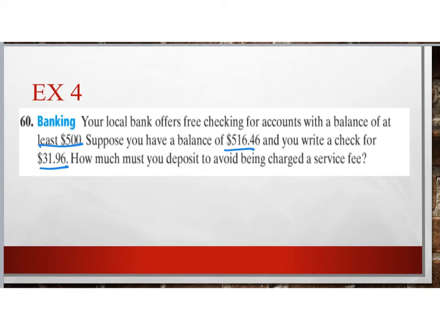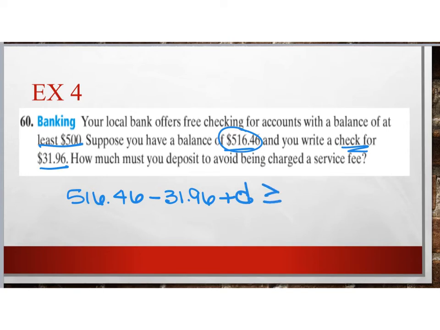So in this case, we are starting out with $516.46 and we're writing a check, and writing a check means that we are taking money out. So I'm going to subtract $31.96, which is definitely going to put me below my 500. So I'm then going to have to go and add some other amount. And I'm going to call that other amount D for deposit. And I know that this all has to be greater than or equal to, because I want at least $500. It would be okay if I had $1,000, but it wouldn't be okay if I had $400. So we need to make sure that we have at least $500.